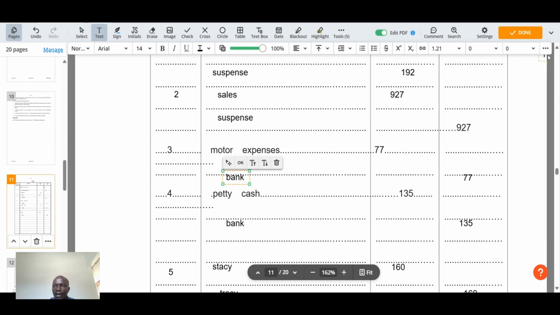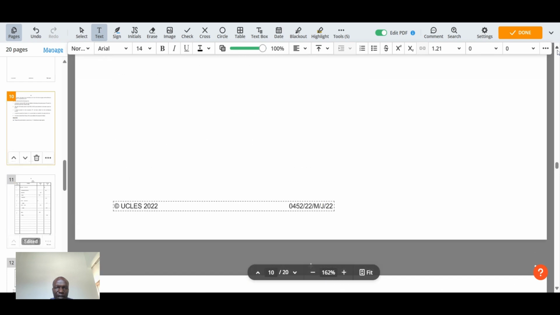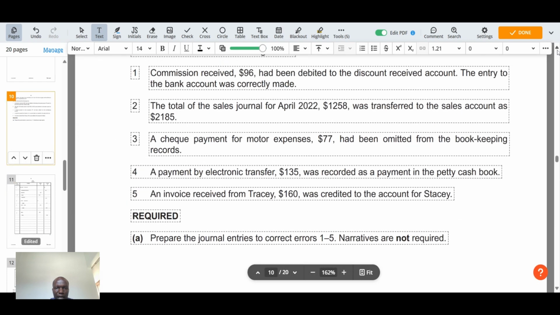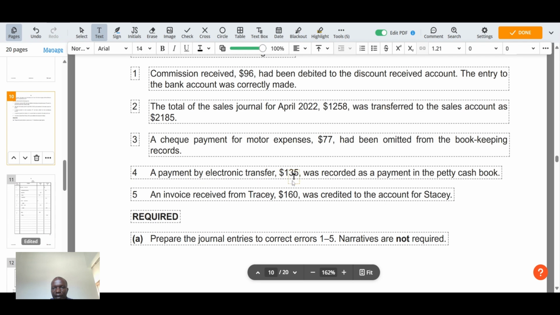Then another error, which is error number four, involved petty cash. They are saying that a payment by electronic transfer of 135 was recorded as a payment in the petty cash book. Remember, the petty cash book is where we use money in the cash box to pay for expenses. So this was an electronic transfer. It was not paid by petty cash. It was paid by the bank. So this was recorded incorrectly in the petty cash book on the credit side.